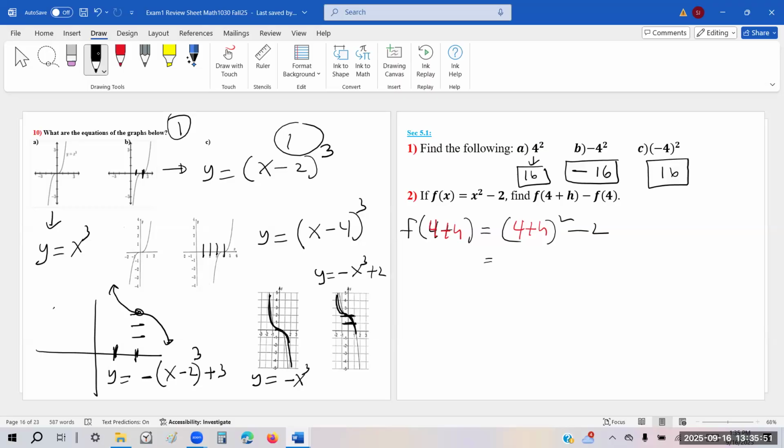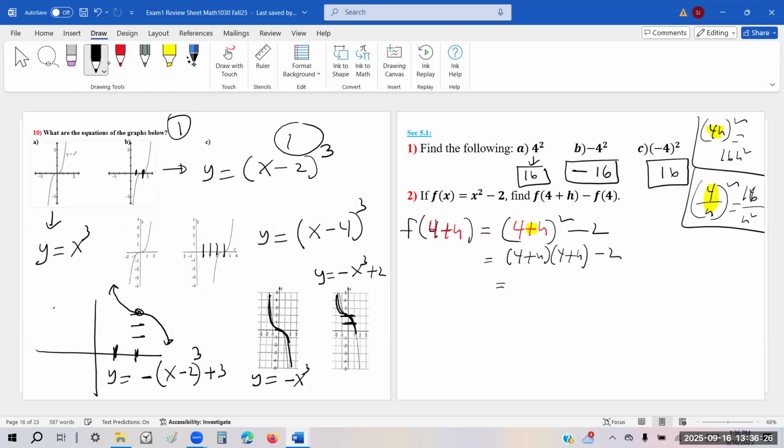Distribution of power happens only for multiplication and division. Like if you have 4h squared, you can distribute, you get 16h squared. Or if you have 4 over h squared, you distribute, you get 16 over h squared. So only when you have multiplication or division, then you can distribute the power. But for addition or subtraction, there is no distribution. We have to do FOIL. 4 plus h times 4 plus h minus 2. And then when you do FOIL, what do you get at the end?